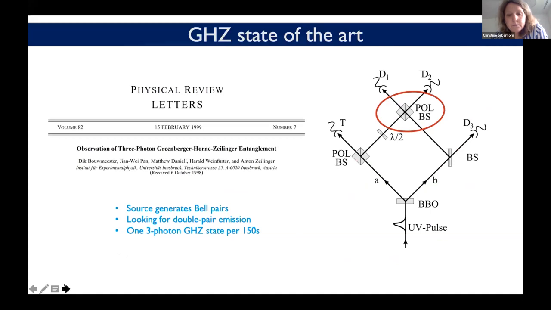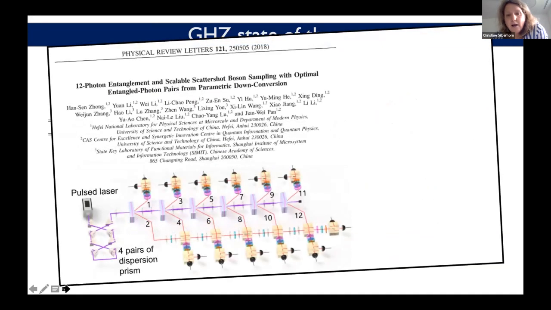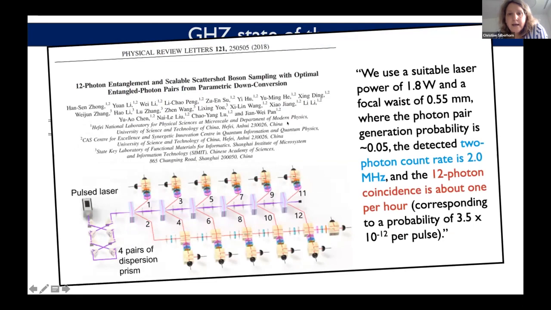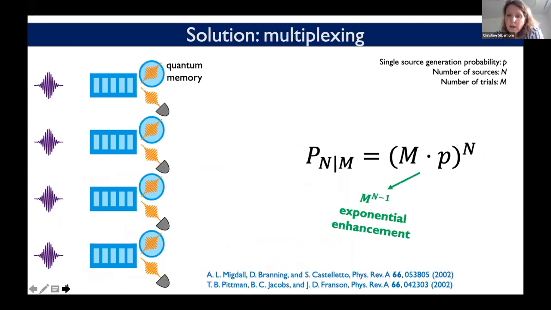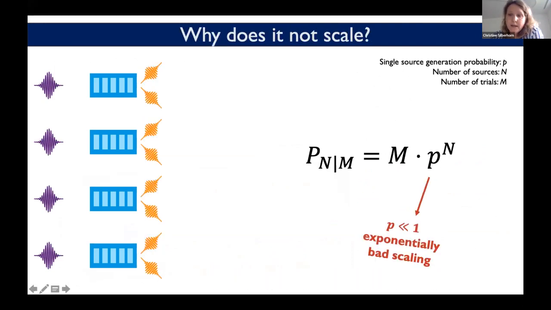Now, if you ask how well does that system work, well, I bring you here an experiment again from Jian-Wei Pan's group from 2018, where they really succeeded in implementing a 12 photon QA6 state. But what you also find is that the probability is extremely low. So we have a problem with the preparation efficiency. Why is that? Well, it is because we have to drive these parametric down conversion sources at very low probabilities. Otherwise, we have those higher photon number contributions. And we have here an exponentially bad scaling.